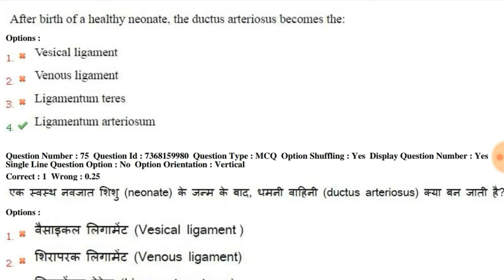Now next question is, after birth of a healthy neonate, the ductus arteriosus becomes, the answer is fourth one, that is ligamentum arteriosum.